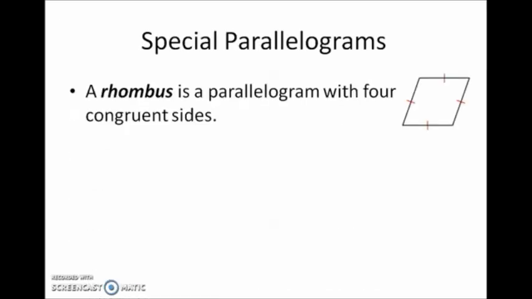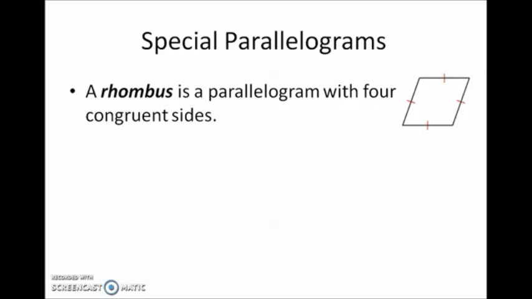Alright, so rhombuses, rectangles, and squares are all special types of parallelograms. They have all of the properties of parallelograms: opposite sides are parallel, opposite sides are congruent, opposite angles are congruent, consecutive angles are supplementary. All those things are still true, but they have some additional special features.